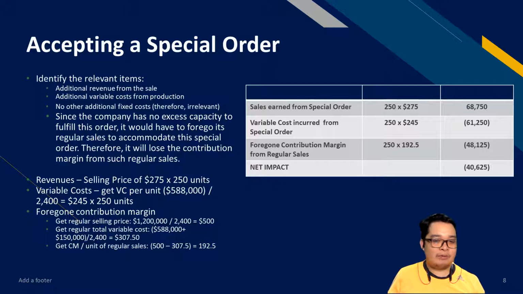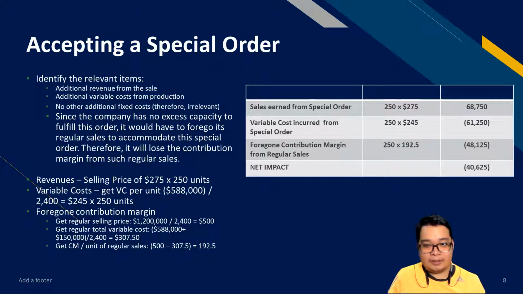Then we need to get the total variable cost, the regular variable cost. The total regular variable cost is 588,000, which is the manufacturing cost, plus 150,000, which is the sales and administrative cost, divided by 24, and that's 307.5. So getting the difference of the two, we get the contribution margin per unit of 192.5, the amount that we will lose for every one of the 250 tablets that we forgo.